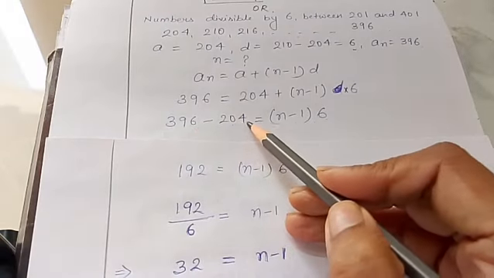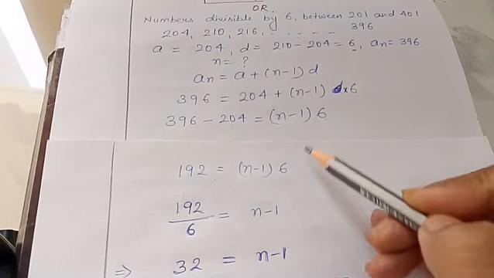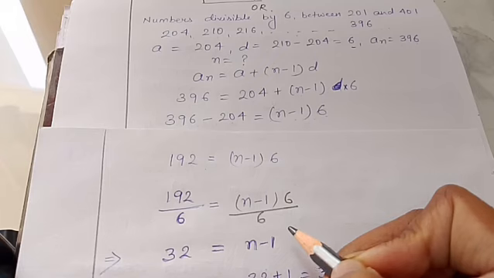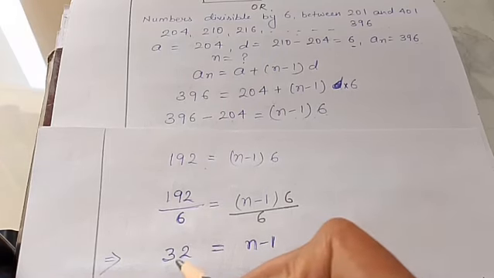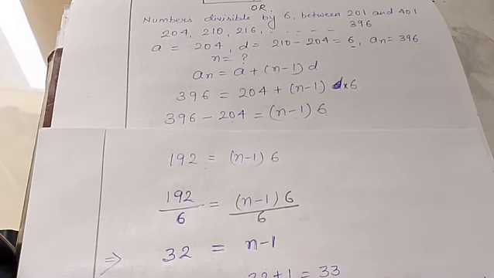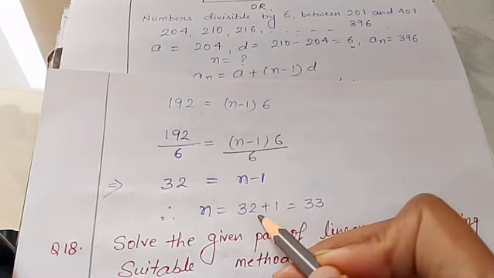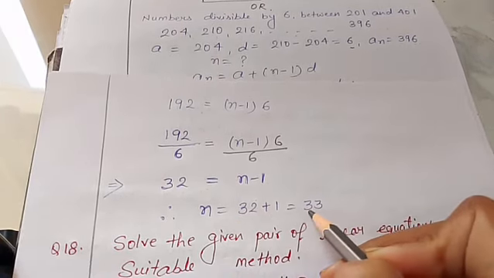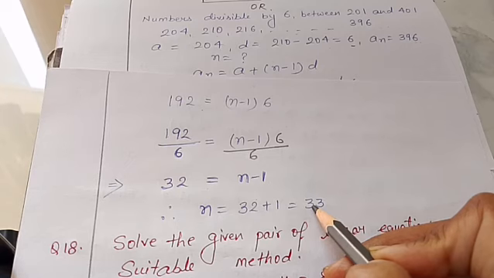396 minus 204 becomes 192, is equal to (n minus 1) into 6. Now divide both sides by 6. This implies 32 is equal to n minus 1. Now isolate n. Therefore n is equal to 32 plus 1, is equal to 33. There are 33 numbers between 201 and 401 divisible by 6.